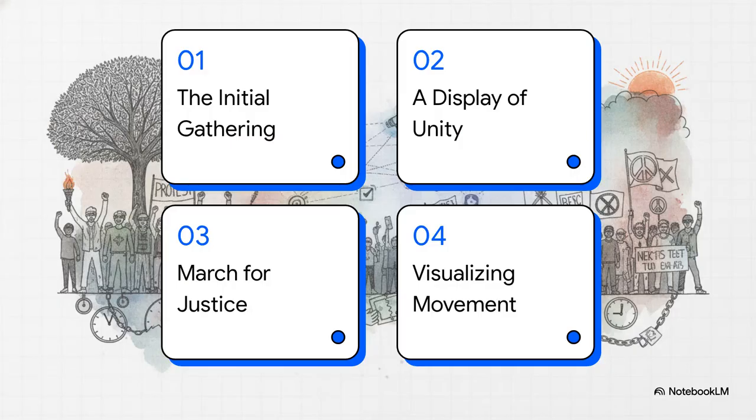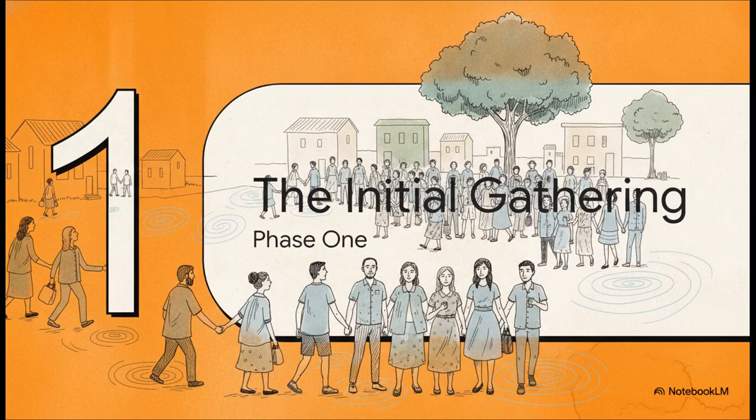To make sense of this whole evolution, we'll be breaking this down into 4 clear phases today. 1, the initial gathering. 2, a display of unity. 3, the March for Justice. And 4, visualizing the movement. Right, let's kick things off with phase 1, the initial gathering.